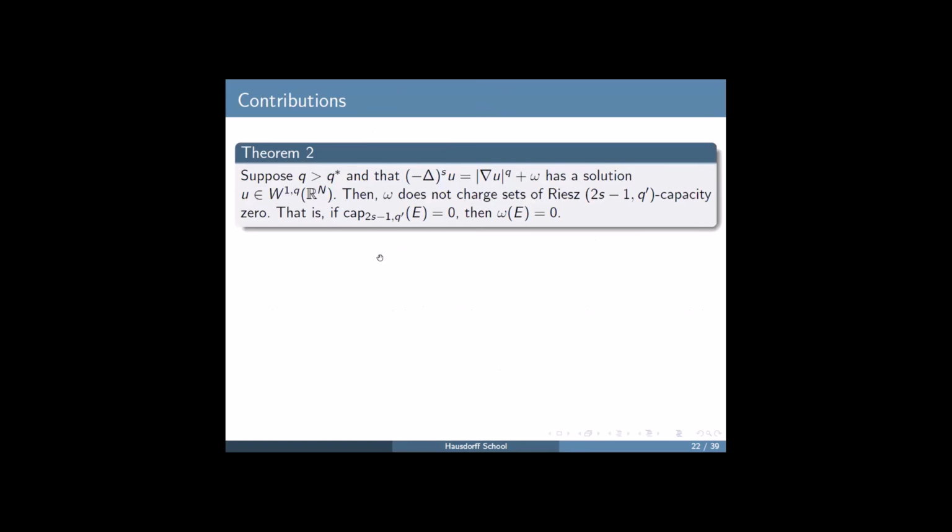So what happens with the converse of the result? That is, if you have a solution of the problem, what happens between the measure and the capacity? Here we have a partial converse of the result, because what we could prove is the following. Suppose that q is greater than q star, and that we have a global solution of the equation, but the solution lies in W1Q of Rn, not only in W1Q log. Okay, I will say something about this later, the regularity of u. But suppose that you have a solution with this regularity.